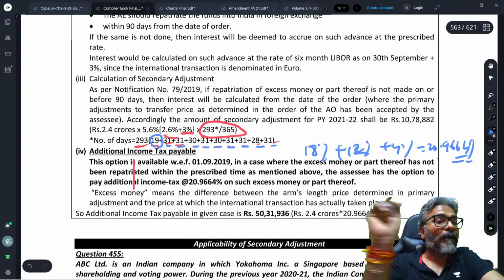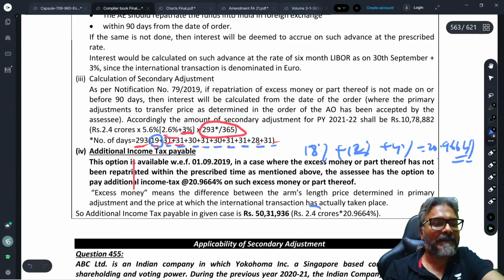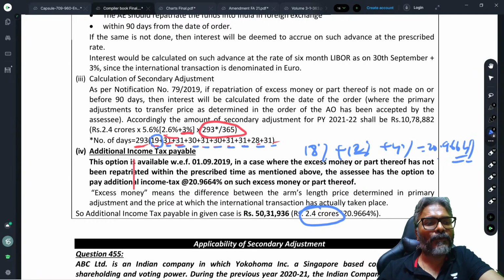20.9664% of what? Of the difference. What is the difference? The difference is 2.4 crores. Pay 20.9664% on this 2.4 crores and make the exit, students. Fine, students. So this is what it is.